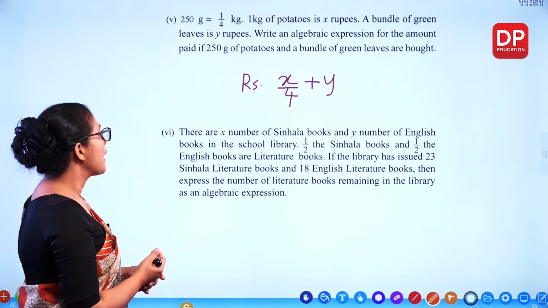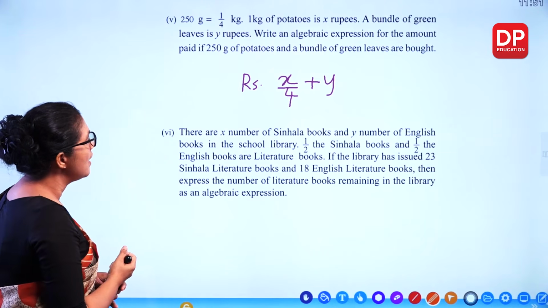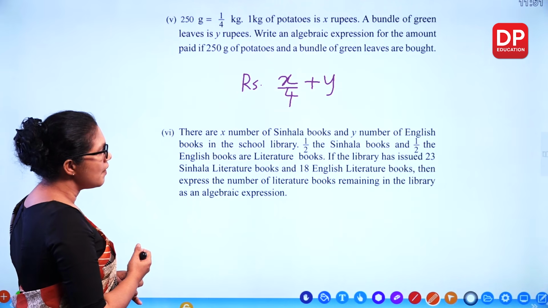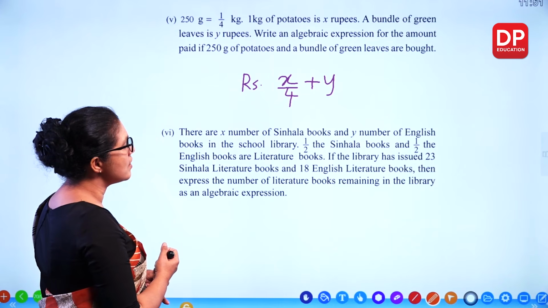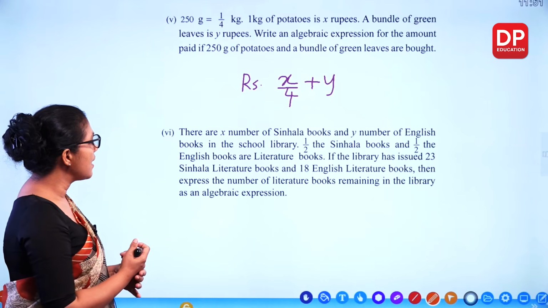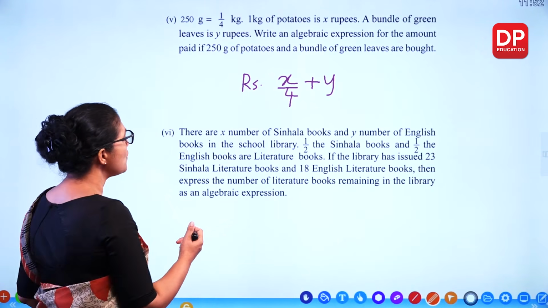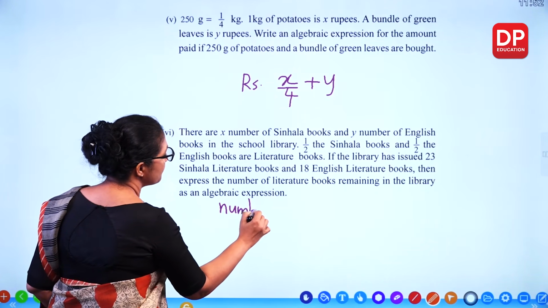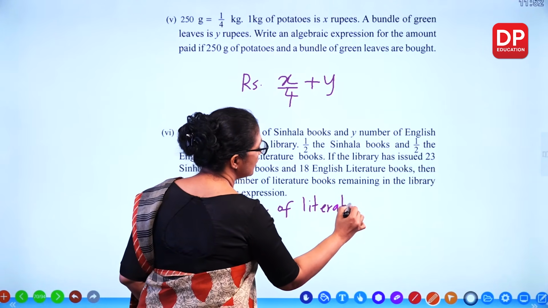There are X number of Sinhala books and Y number of English books in the school library. Half the Sinhala books and half the English books are literature books. If the library has issued 23 Sinhala literature books and 18 English literature books, then express the number of literature books remaining in the library as an algebraic expression. So first we need to find out the number of literature books there were.